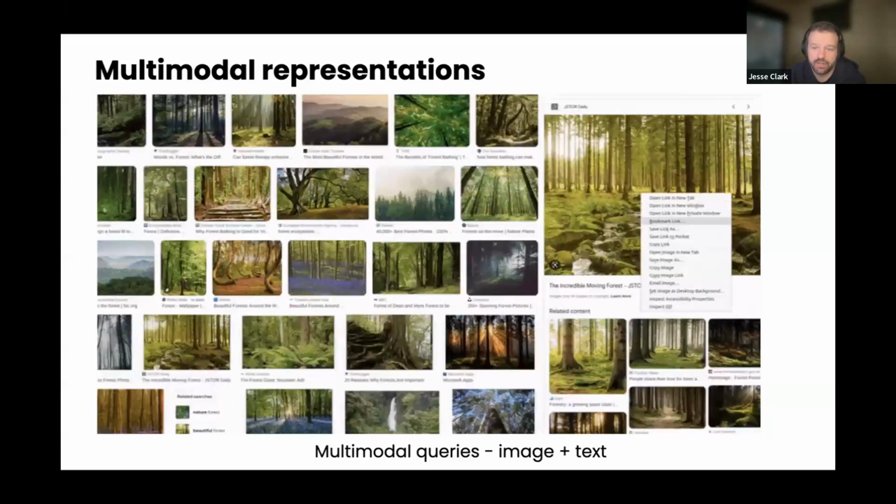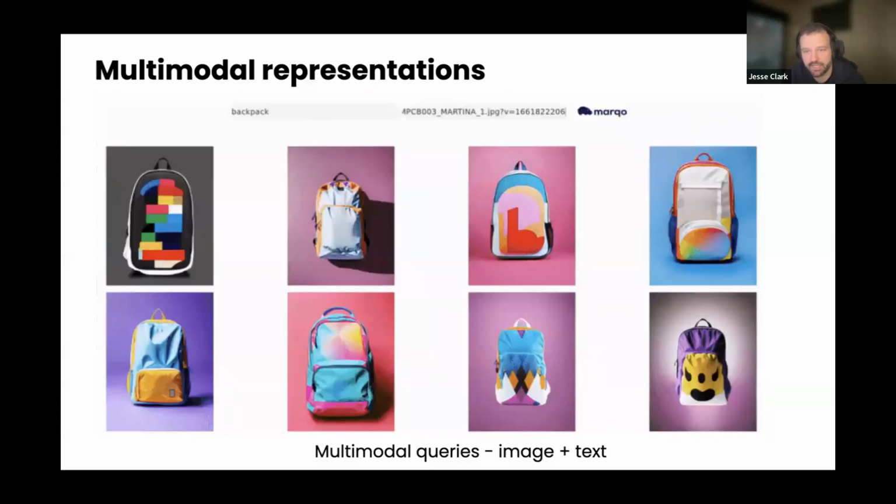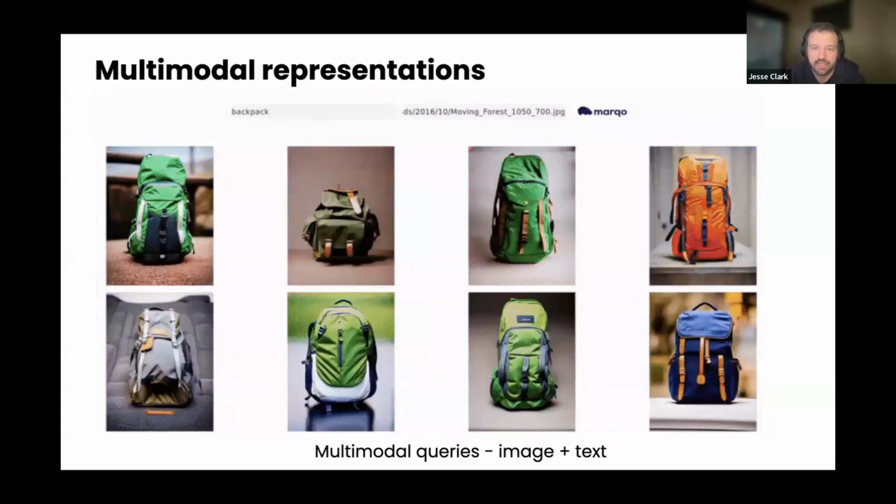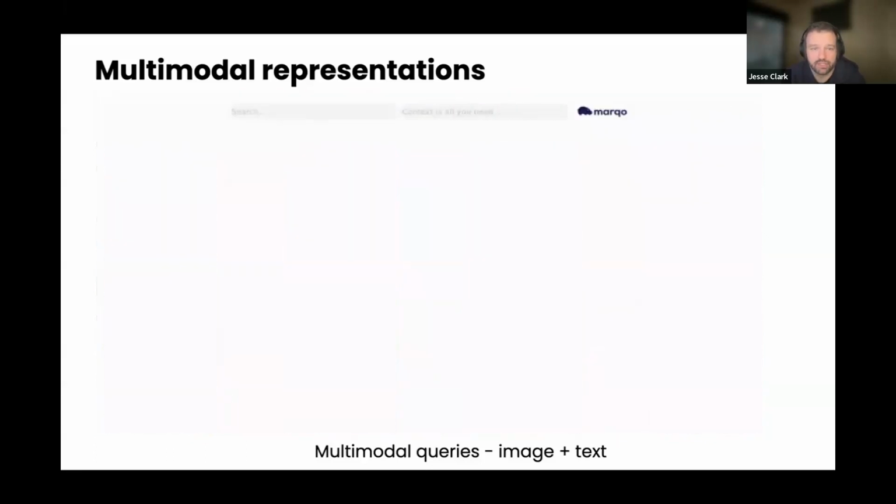But what we can do is show the power of these representations. This second image is an image of the woods. So not only do we now get conditioned search based on color, but we also get it based on concept.